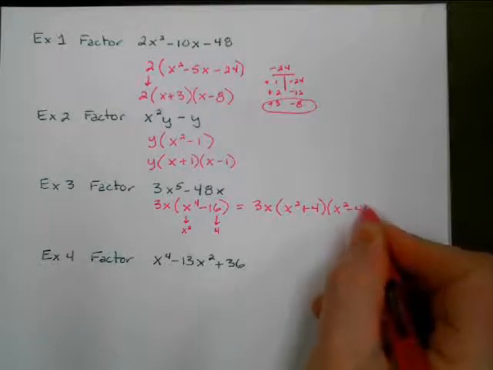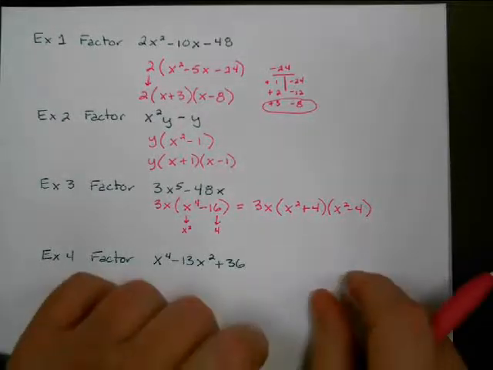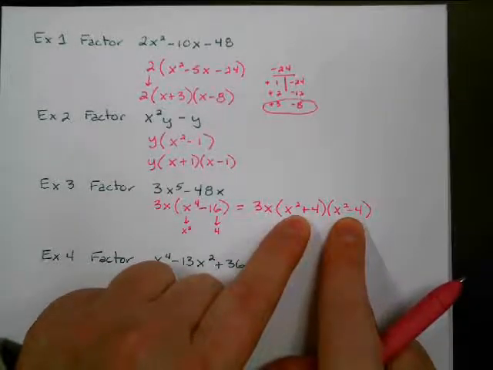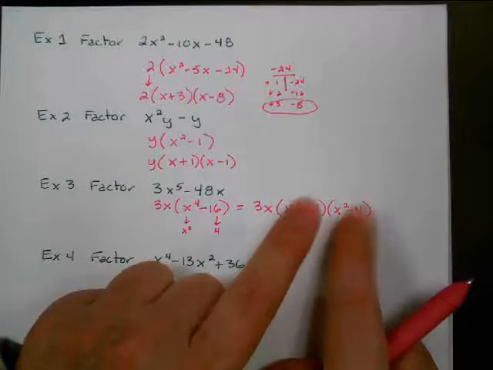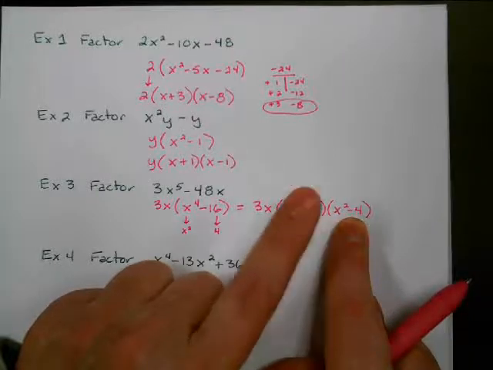Are we done? No. The decision tree says, can I factor again? So I go to the very top of my paper and ask, do I have a GCF? No, I don't have GCFs there. Then I ask myself, how many terms? There's 2 terms on both of these. Then I ask myself, is this the difference of 2 squares? Well, these are both positive, so no for that one. One of these is positive, one of them is negative.